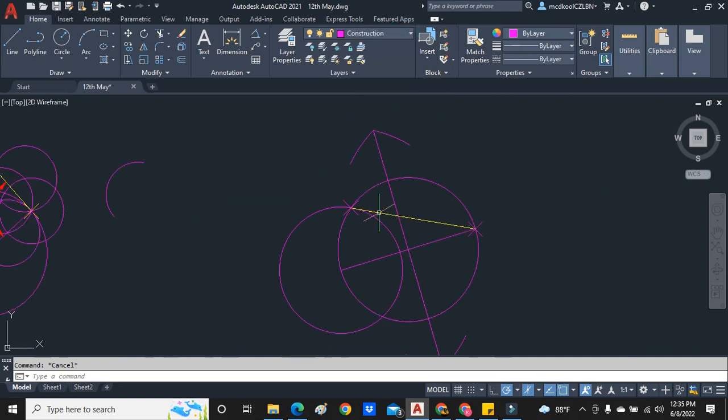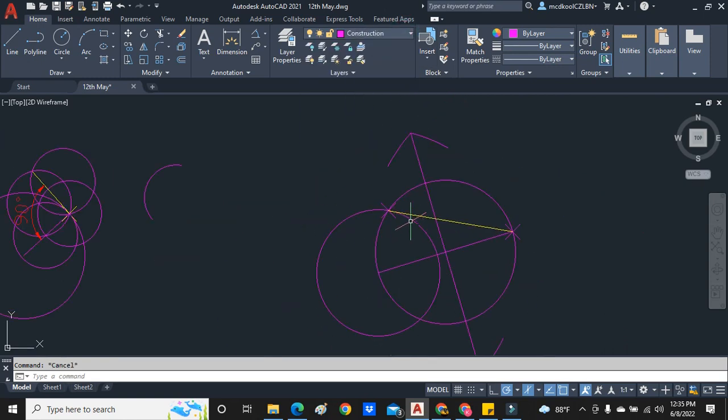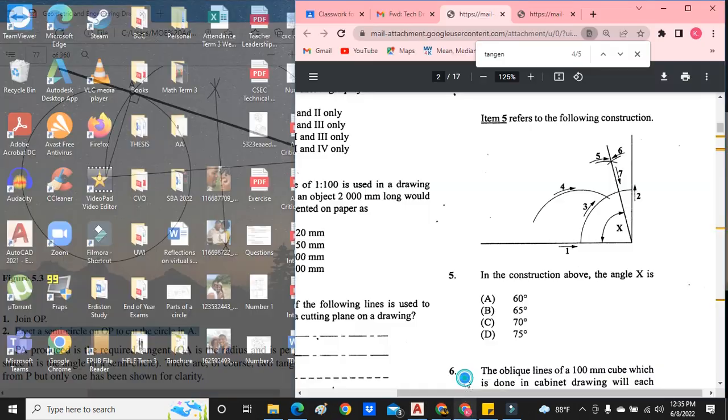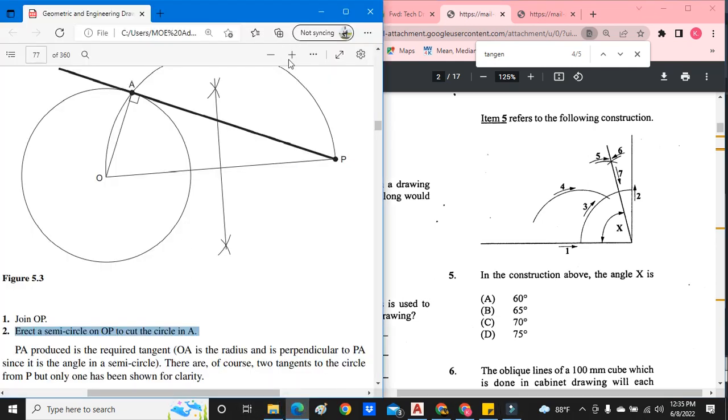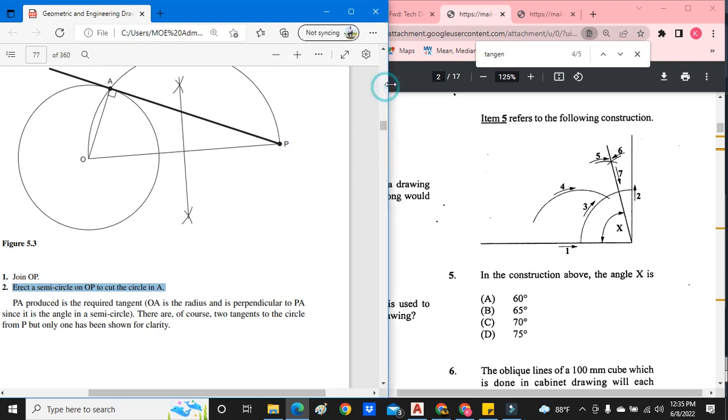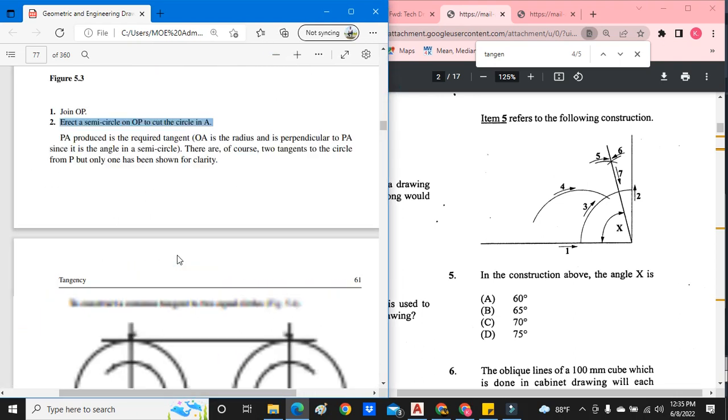Now, what CXC is looking for, they will expect you to remember the construction. So if you see a construction like this, you should remember that this is how to draw a tangent from a point to a circle. Do you follow me so far? Yes, sir. All right, so with that being said, we just took a very brief look at tangents. Pay attention to the screen.